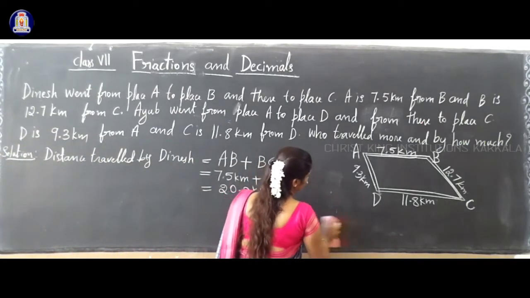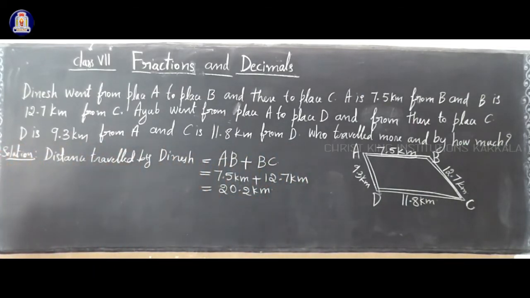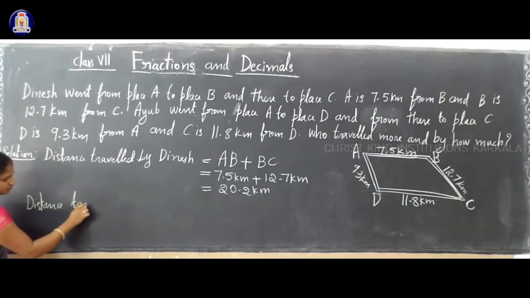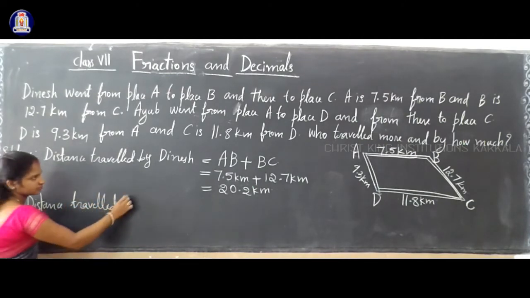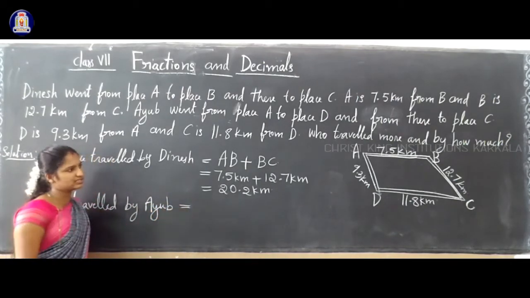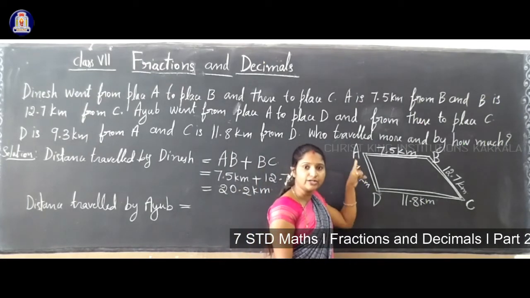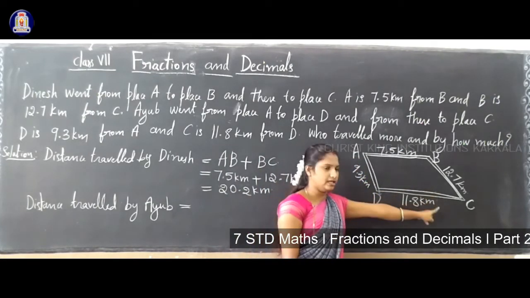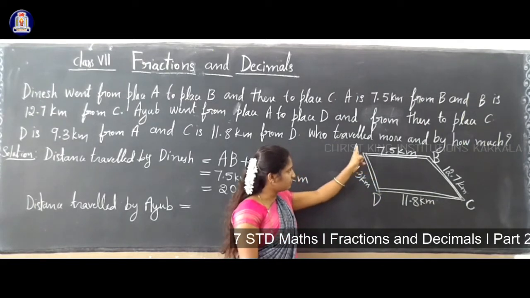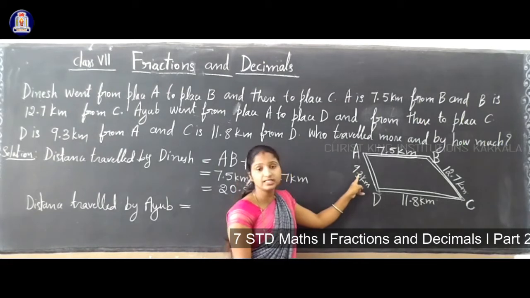Now similarly you have to find the distance traveled by Ayub. Clear? So now see the figure. In the figure they mentioned, Ayub traveled from A to D and D to C. Clear? So Ayub traveled from A to D. What is the distance? That is 9.3 kilometer.